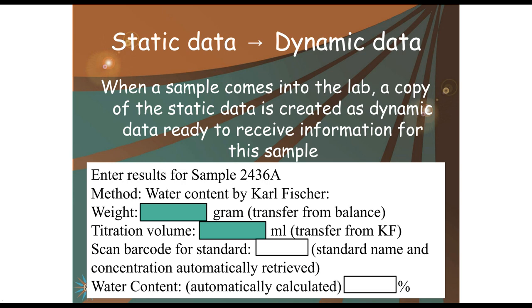This is what it will look like in LIMS when we use the Karl Fischer method. Of course, each LIMS will have a different layout, but the basic information is the same. We have logged the sample 2436A in this case. LIMS knows that this sample shall have its water content determined by the method called water content by Karl Fischer. Weight is entered electronically from the balance, and LIMS then knows which balance and its calibration information. We scan the barcode on the standards bottle, and LIMS knows the concentration, expiration time, and other information.